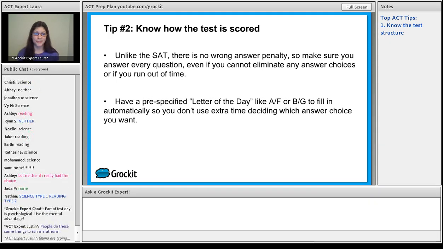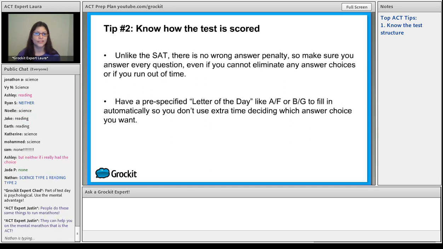Now we have another question for you. What is your letter of the day? There's no wrong answer penalties, so you should have one already. And if you tell us Z, we're going to be very confused. Z is not an option.